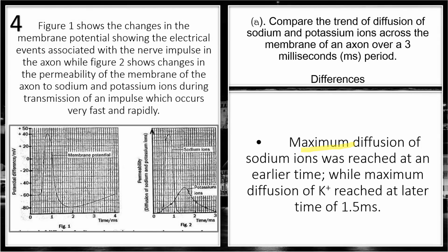The maximum diffusion of sodium ions was reached at an earlier time, whereas the maximum diffusion of potassium ions was reached at a later time, around 1.5. So when you look at the maximum diffusion of sodium ions, it was reached at a lower time, whereas the maximum diffusion of potassium ions was reached at a later time.